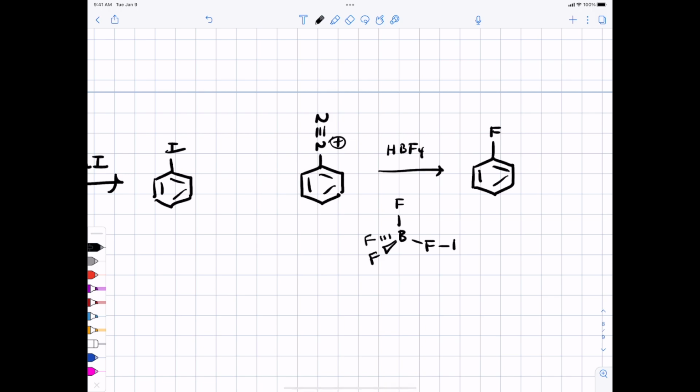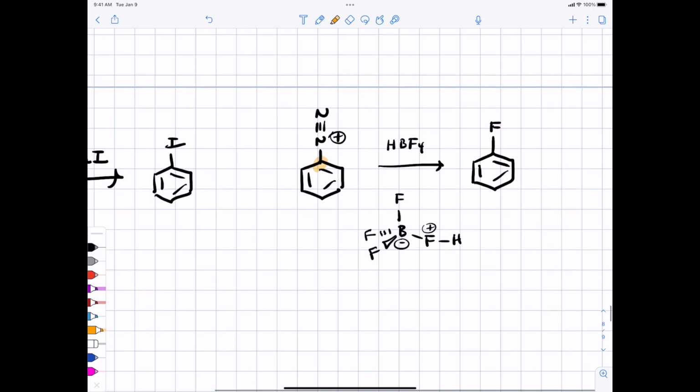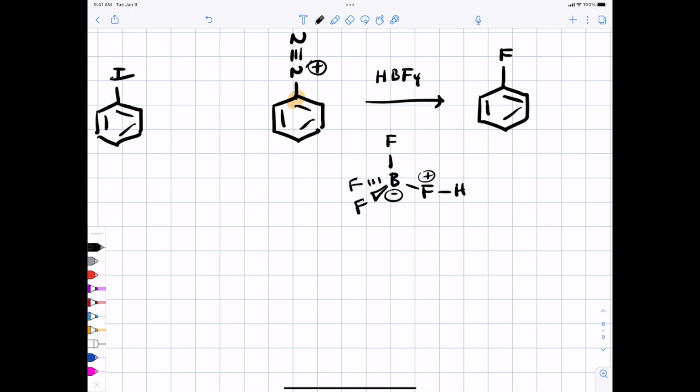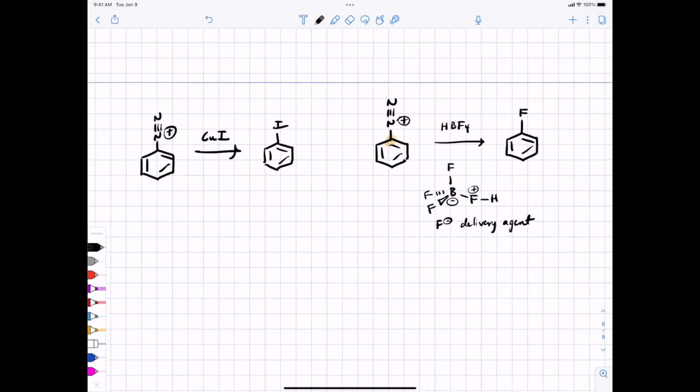That's BF4 minus. HBF4 is that. Fluorine bonded to two things. I'm not really sure what's going on with that reagent, but somehow it delivers F minus to the carbon where your diazonium group is, and then installs the fluoride. So maybe this is kind of like aluminum hydride or borohydride. Maybe this is an F minus delivery agent, but I don't actually know.